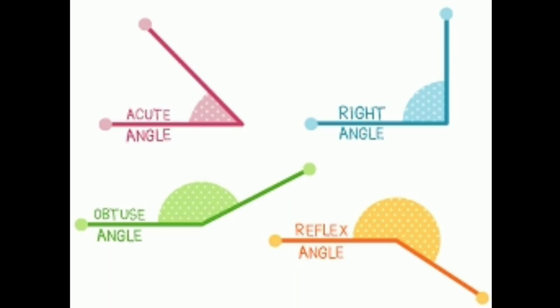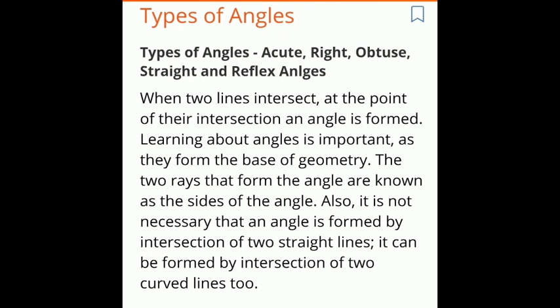Now the third exercise of 5th chapter, which is angles or types of angles. Types of angles: acute, right, obtuse, straight and reflex angles.